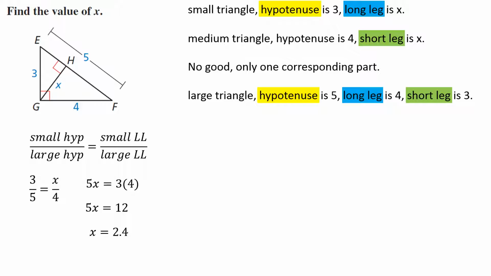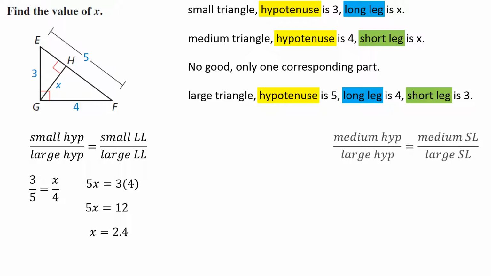Now, some of you perhaps noticed that, hey, with the medium triangle and large triangle, we've got the hypotenuse and the short leg. Couldn't I have compared the medium triangle and the large triangle using the hypotenuse and the short leg? Yes, I could have. Proportion looks a little bit different now. I didn't have the fraction 4/5 before. I didn't have the fraction x over 3 before.